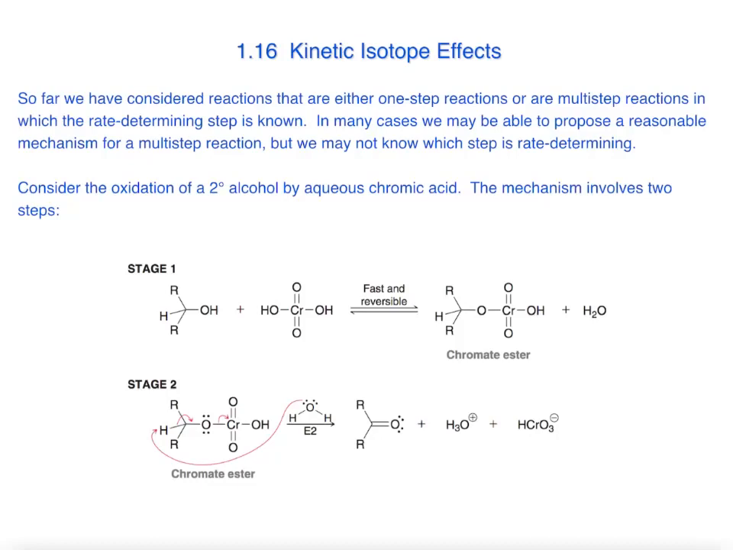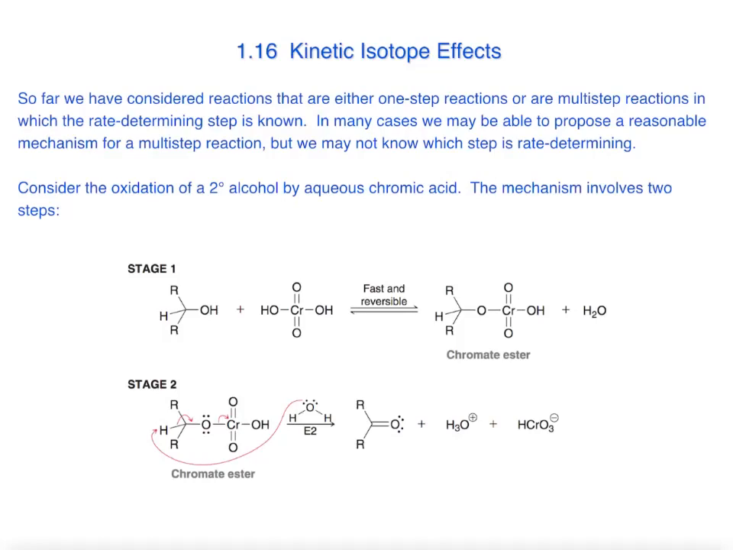In this video, we're going to cover section 1.16, kinetic isotope effects. So far, we have considered reactions that are either one-step reactions or are multi-step reactions, in which the rate-determining step is known. In many cases, we may be able to propose a reasonable mechanism for a multi-step reaction, but we may not know which step is rate-determining.